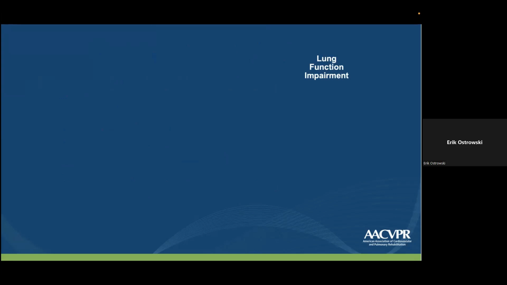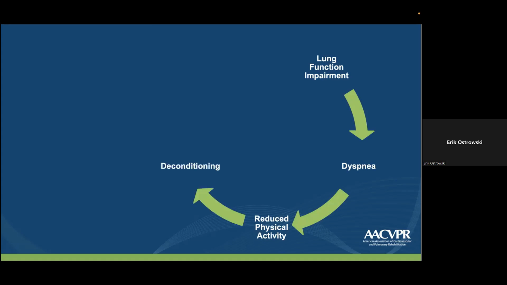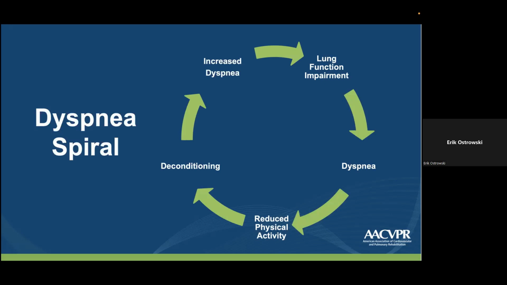So when our patients have lung function impairment, that's going to lead to shortness of breath. We see that all the time. That shortness of breath will lead to reduced physical activity. When patients are short of breath, they just tend to not be as physically active because it's uncomfortable. And as an individual reduces the amount of physical activity they perform, they become deconditioned. And when you're deconditioned, you have even greater shortness of breath. So this spiral here, we call it the dyspnea spiral.